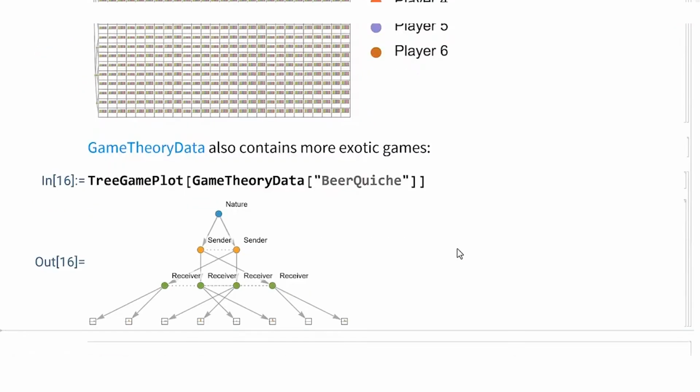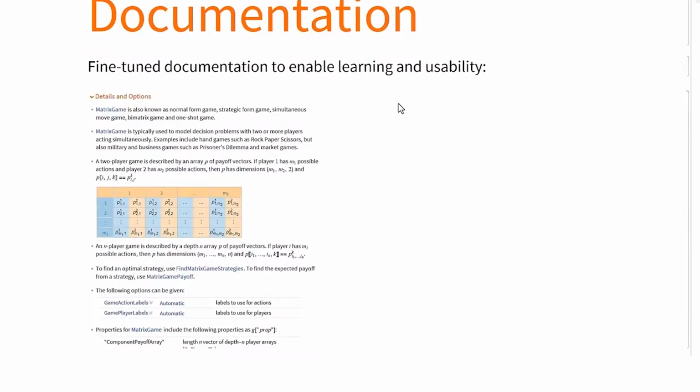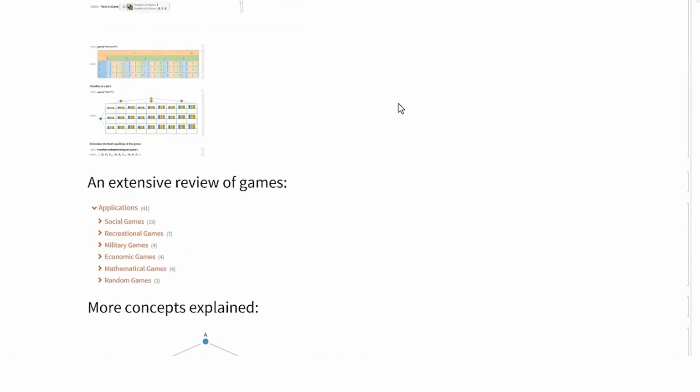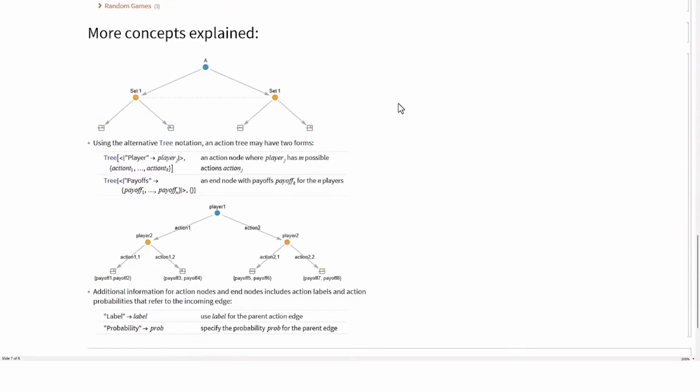Game theory data also contains more exotic games, with properties going far beyond what I could explain in a single talk. This deep functionality is paired with fine-tuned documentation to enable learning and usability, where all the details of these new objects are explained simply enough for anyone to appreciate and use game theory. The examples follow simple workflows applicable to any game theory tasks. Understand the game, generate it, visualize it, and solve it. The game theory documentation has a lot of these workflows, with almost every game documented with examples and explanations.